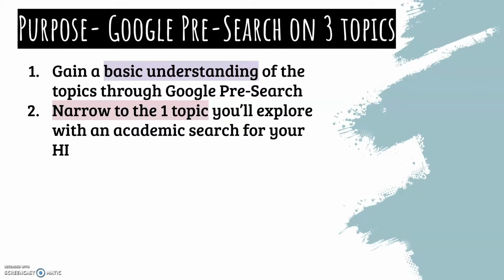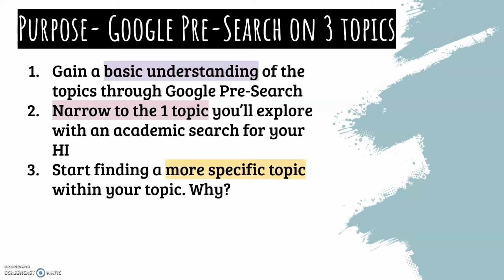We want to make sure we pick something that is able to have a full HI about it, which is why we're doing this Google pre-search. And then we want to start finding more specific topics within your topic. For example, let's say you're really interested in World War II. World War II, that's a big thing to tackle. And so you want to be able to narrow it down. Maybe a specific battle, a specific piece of technology, a person's impact.